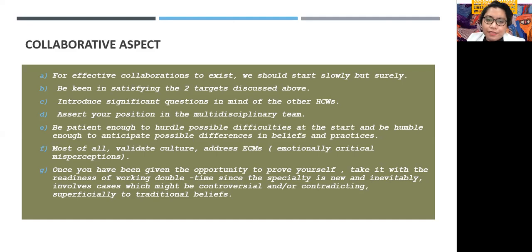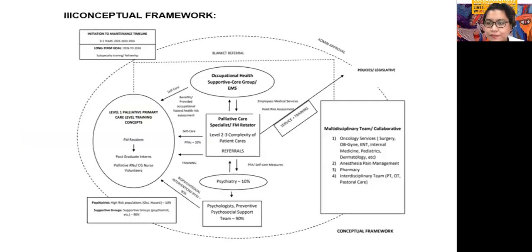Most of all, validate culture, address emotionally critical misperceptions. Once you have been given the opportunity to prove yourself, then take it with the readiness of working double time, since the specialty is actually new and inevitably involves cases which might be controversial or superficially contradicting to traditional beliefs.